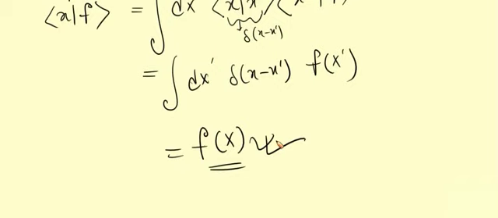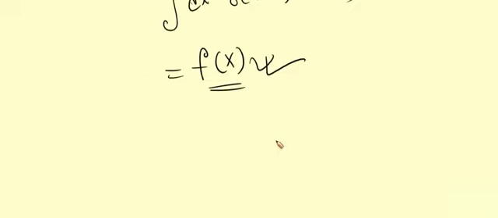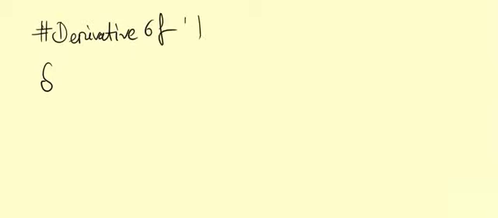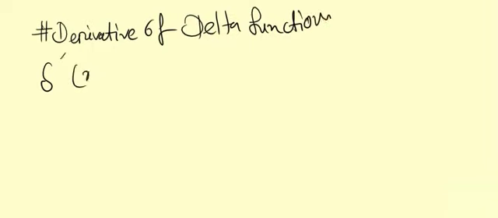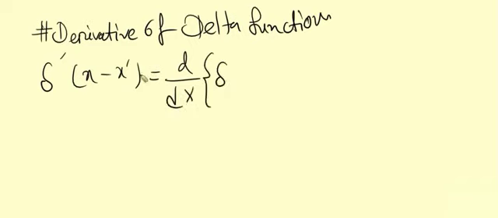And before we finish off for today, we want to see another peculiar thing about these delta functions, that is the derivative of the delta function. So let me just write it down. Let's say I'm denoting delta prime as the derivative of this delta function with respect to x, and this will just be d/dx of delta(x minus x prime), right?